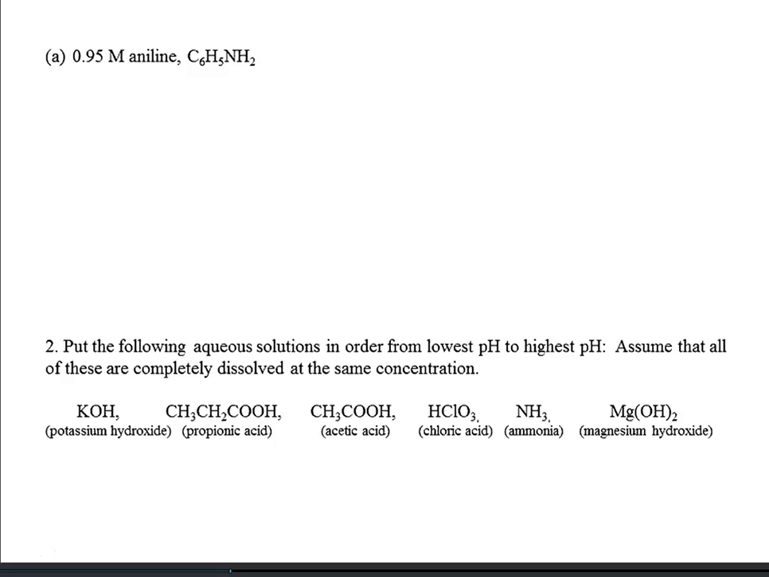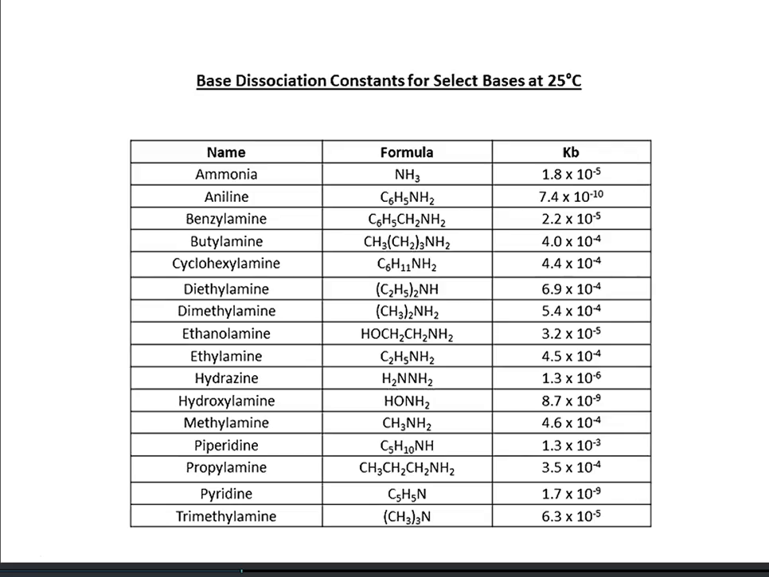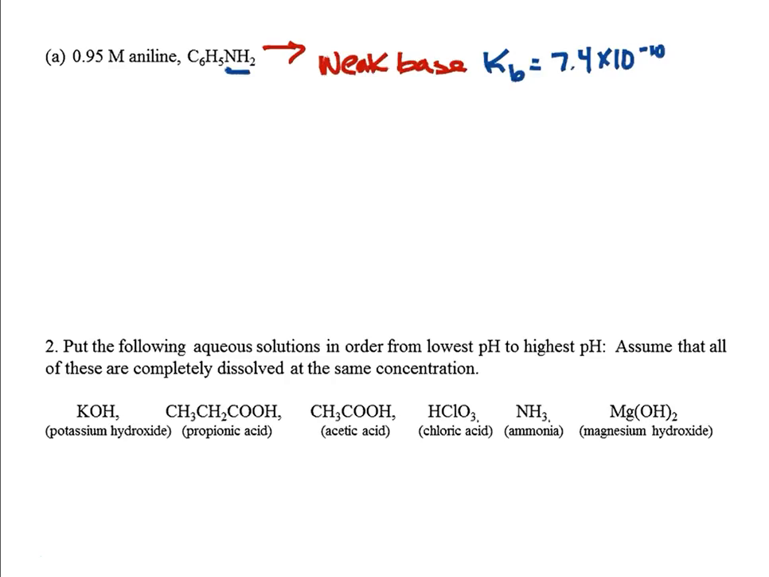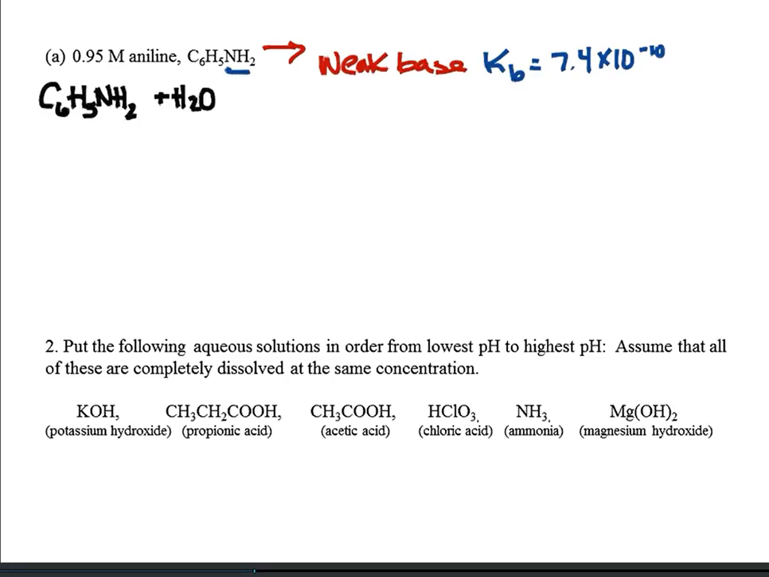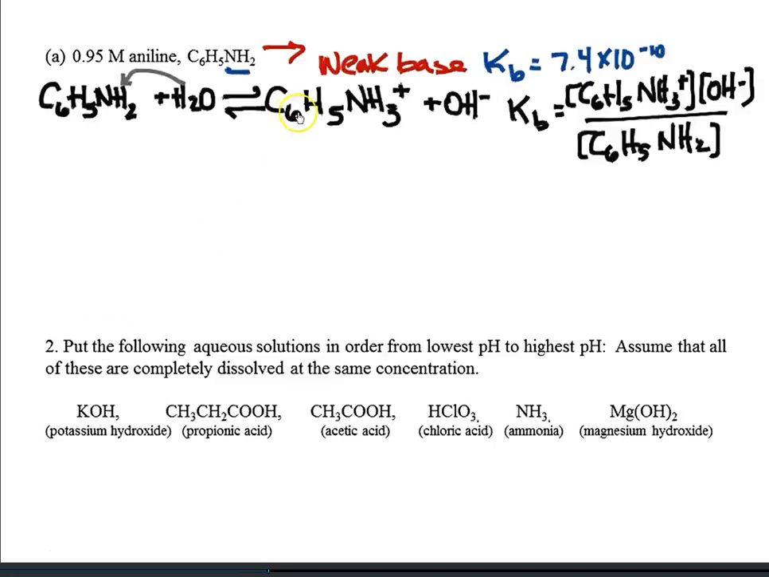Part C is aniline. This is a weak base, and I know that because it is on the Kb table. I also know that because I saw that little NH2 there. The little NH2 in aniline makes it look like maybe it's an amine, which it is. It has a Kb of 7.4 times 10 to the minus 10. I'm going to write the base dissociation reaction where we add water on the left, and then water transfers its hydrogen ion to aniline to form anilinium ion, which is this C6H5NH3 plus, and hydroxide. We write the Kb expression.